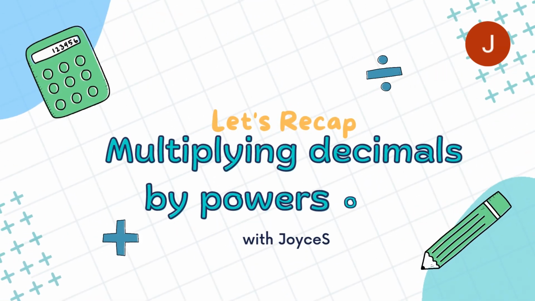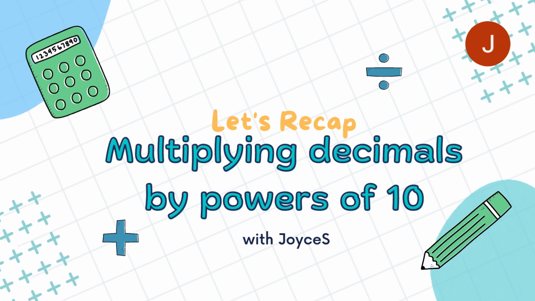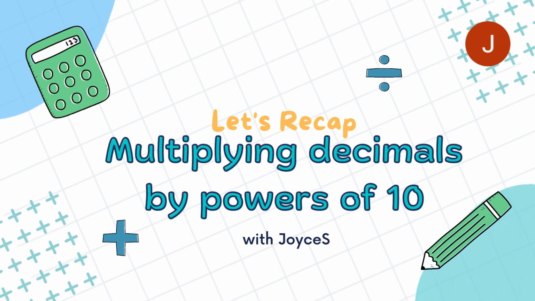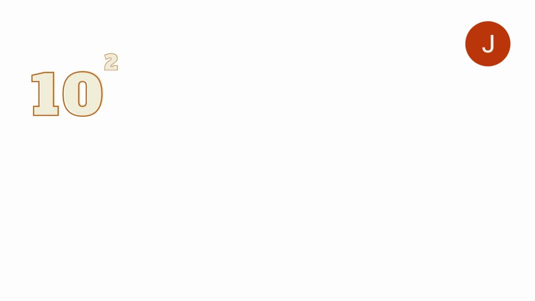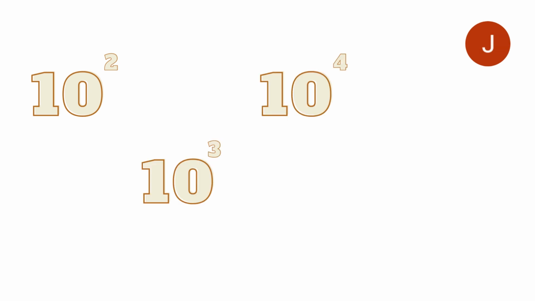We're back with another recap for another lesson, which is multiplying decimals by powers of 10. What are powers of 10? For example, here we have 10 to the power of 2. Powers of 10 are all of the powers that have 10 as a base. For example, 10 to the power of 2, 10 to the power of 3, 10 to the power of 4, 10 to the power of 5. All of those are considered powers of 10 because they all have 10 as a base.